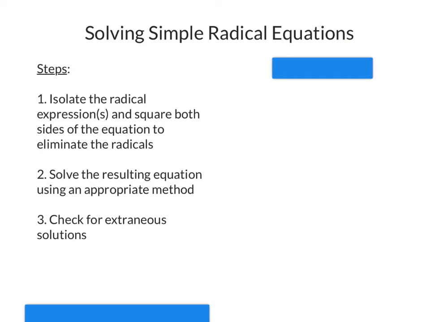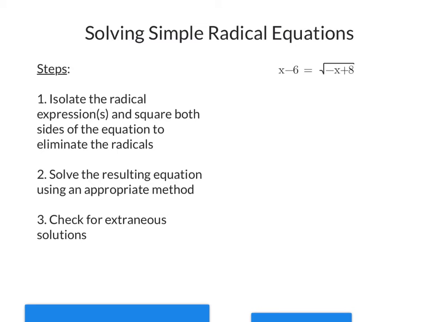When you solve a radical equation, you may get to the end and have more than one solution, and when you check them, you may find that one or none of the solutions work. Let's try looking at an example together.